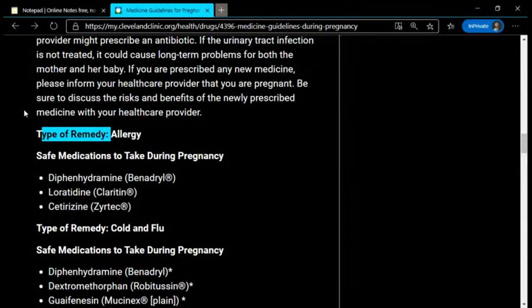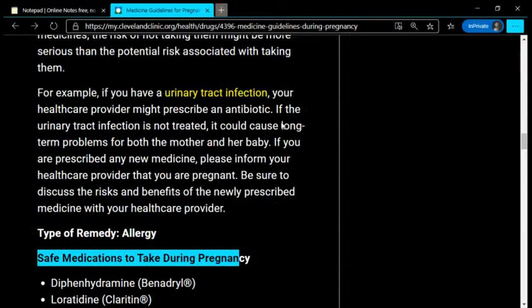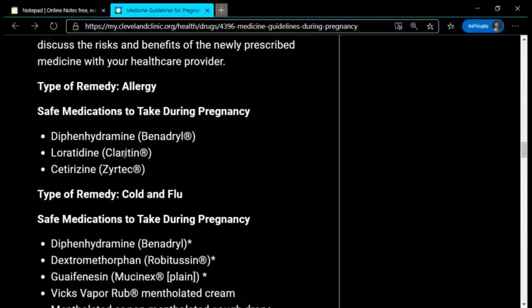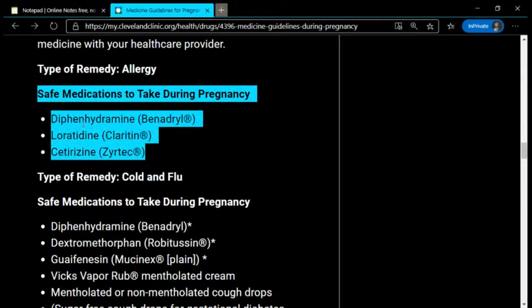Type of remedy: allergy. Safe medications to take during pregnancy. There are safe medications that should be taken during pregnancy. These are diphenhydramine, loratadine, and cetirizine.